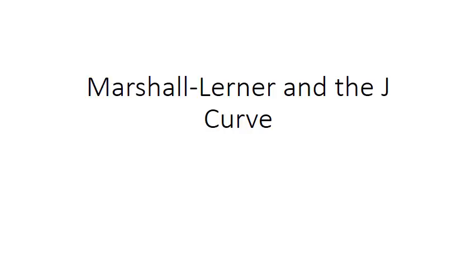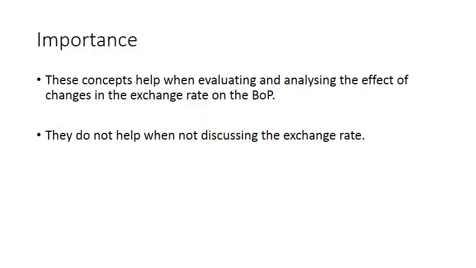This is a revision presentation on the Marshall-Lerner condition and how it leads us to the J-curve. Now, we use these concepts when we're talking about the effect of changes in the exchange rate and how that then affects the balance of payments on the current account.